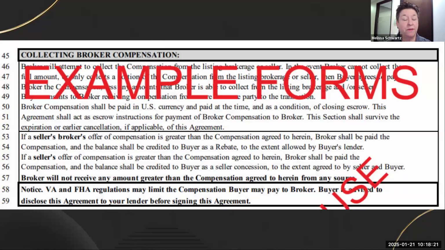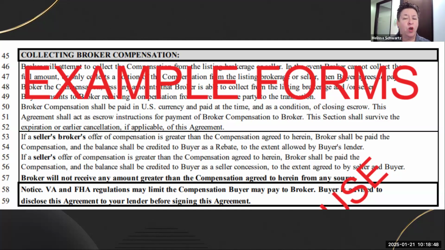Just trying to see where I am on. Right. Nope. There's no other. You'd have to probably, if there's a space at the end of this for additional terms, write it in there. So collecting broker compensation. This is basically just saying how they can collect it.